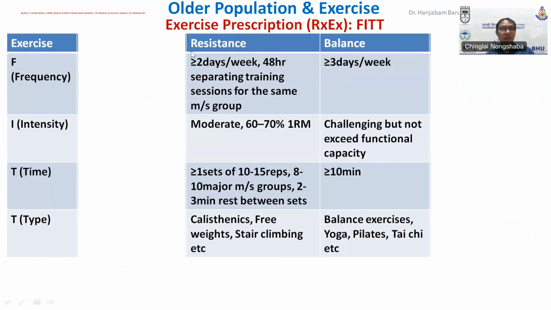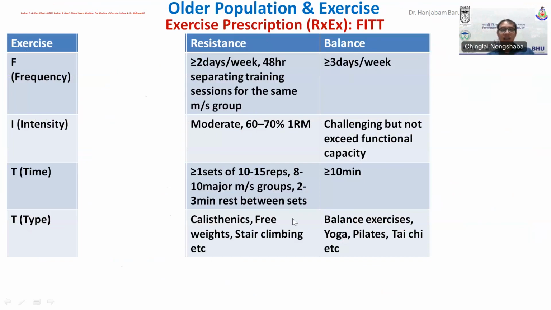Otherwise, injury can happen. The time for resistance exercise can be at least one set, or more than one set, of 10 to 15 repetitions, consisting of 8 to 10 exercises targeting major muscle groups of the body. A 2 to 3 minute rest between sets can be given. For balance exercise, it can be equal to or more than 10 minutes.